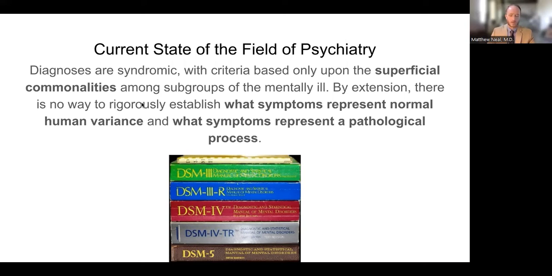Some of you may have seen around the time of the publication of DSM-5, a few books came out. One of them was called Saving Normal, talking about how DSM-5 may over-pathologize things. We don't have a good concrete way to determine what's pathology and what isn't yet.